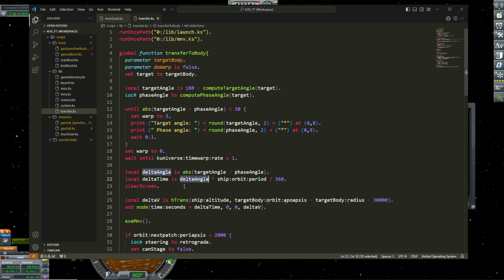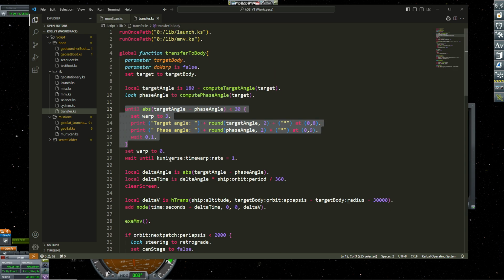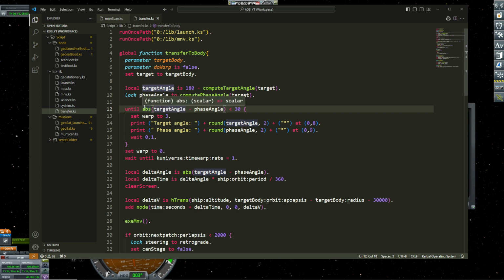Okay, I didn't remember that. That until loop is the main loop. I thought I did another loop before, but no, this is the main loop. I want the difference of the two angles, the target angle and the phase angle, to be less than 30 degrees. This is my main loop.